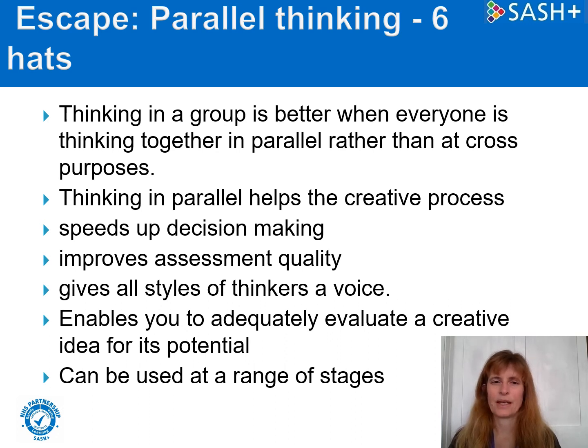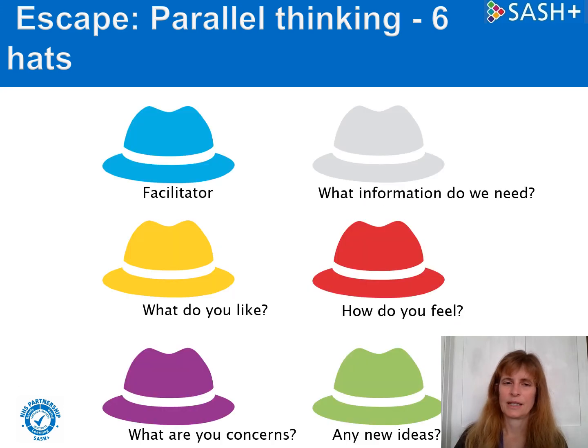Parallel thinking. Thinking in a group is better when everybody's thinking together in parallel rather than at cross purposes. Thinking in parallel helps the creative process, can speed up decision making, improves the quality of assessment, and gives all styles of thinkers a voice. It enables you to adequately evaluate a creative idea for its potential. So we call it the six hats.